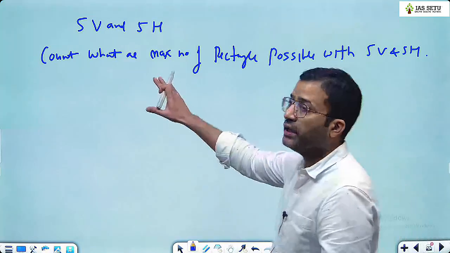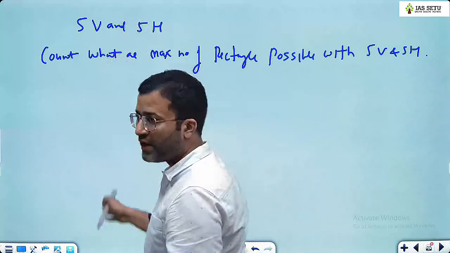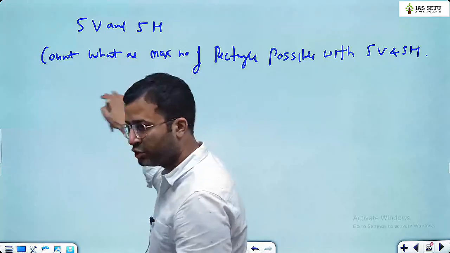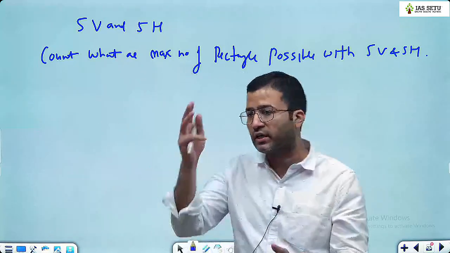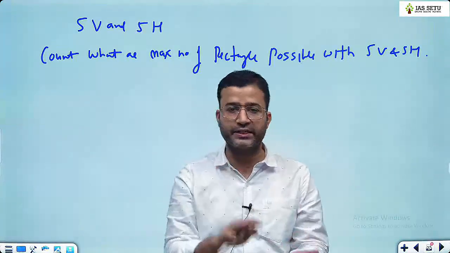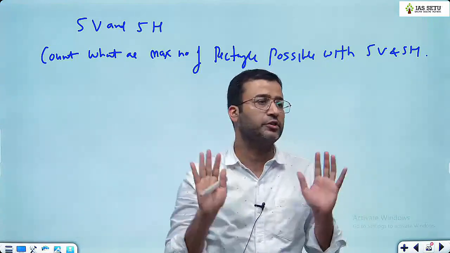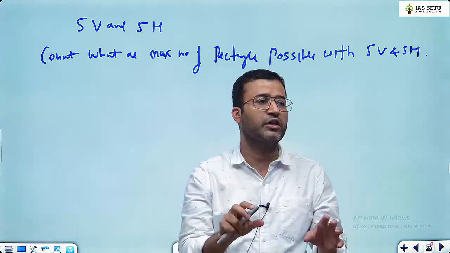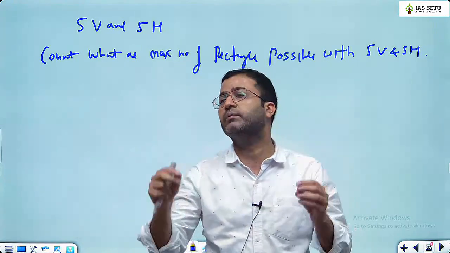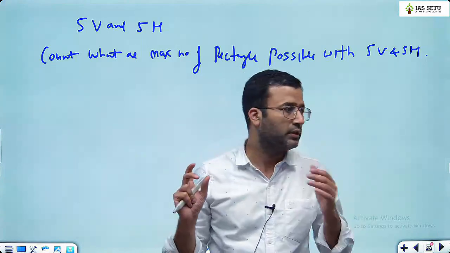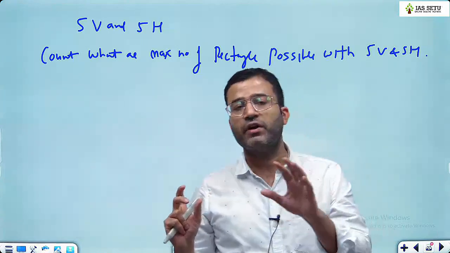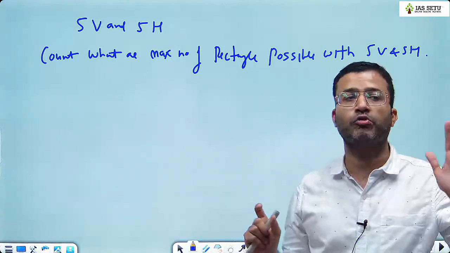See here, in a plane, there are 5 vertical and 5 horizontal lines. These 5 vertical and 5 horizontal lines will intersect each other. There will be a figure you will get. And in that figure, how many rectangles will be possible? See here, one common answer I get is 225.